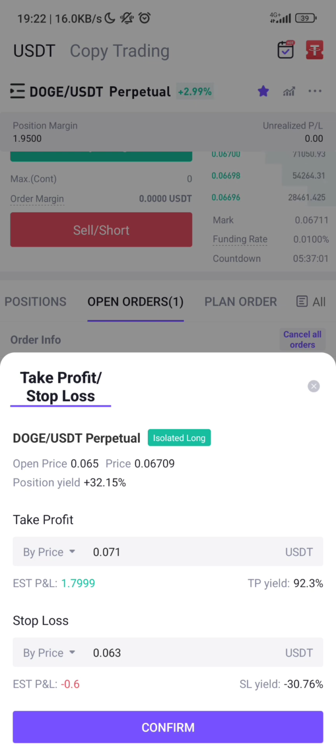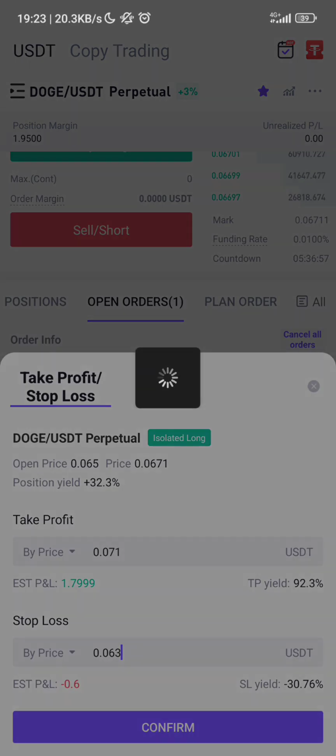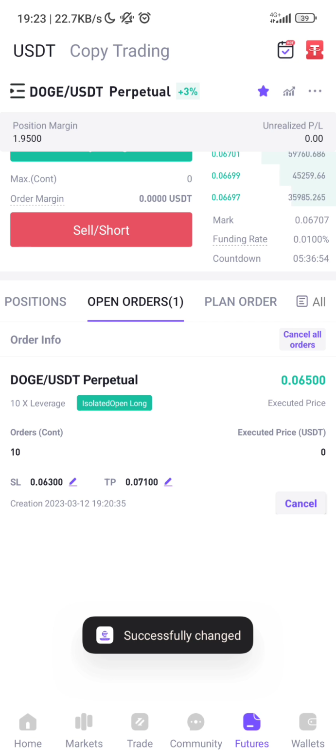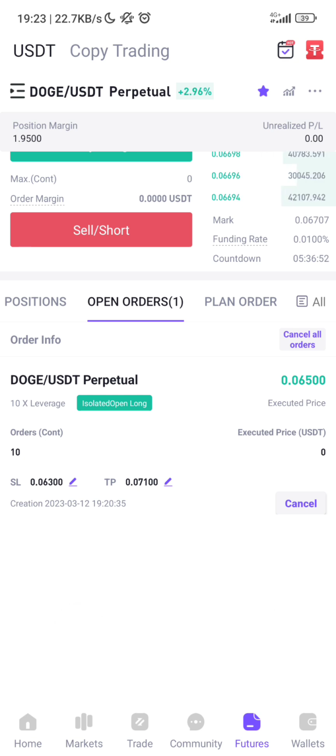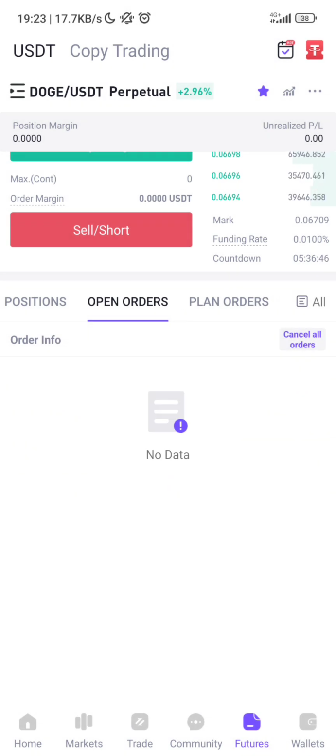So if I want to adjust it here, I can easily come here and make any adjustments. Click on confirm and it stays that way. If I want to cancel, I can cancel, and if you have too many orders and want to cancel everything, you just come to cancel all. But let's just cancel this. It's just one cancel, right?